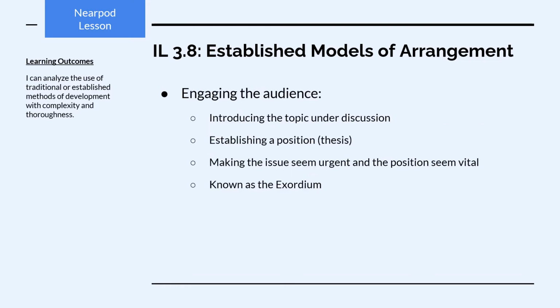Applied to our five-stage general understanding of how to effectively arrange an argument, according to the classical model, engaging the audience, that first stage or goal, should involve introducing the topic under discussion, establishing a position or thesis, making the issue seem urgent and making the writer's position seem something that is vital. And they had a name for this part of the classical model. They called it the exordium.